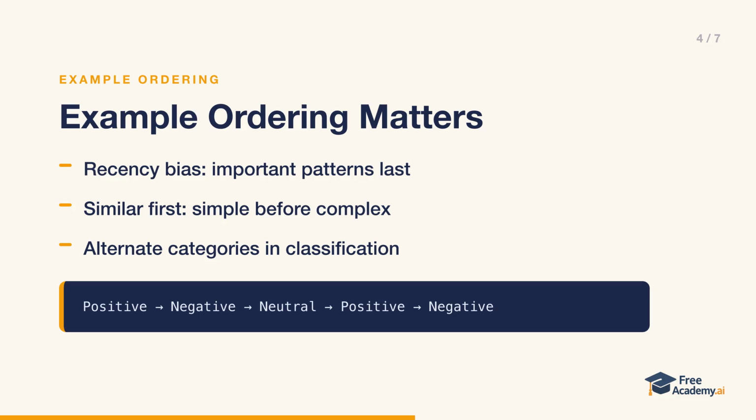So instead of all the positives together, you alternate. Positive, negative, neutral, positive, negative. That stops the model from latching onto the order itself as a pattern. None of this requires more examples, just smarter arrangement. A little thought about sequence, and especially what you place last, can meaningfully improve how consistently the model responds.